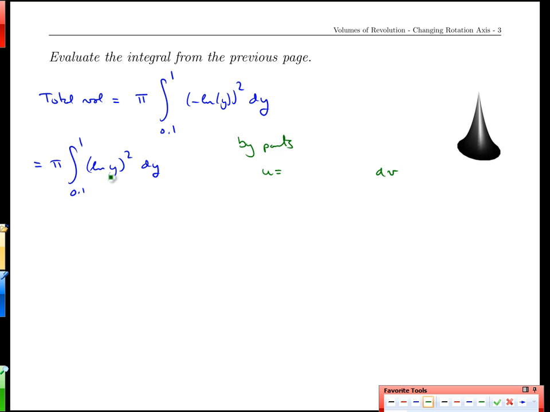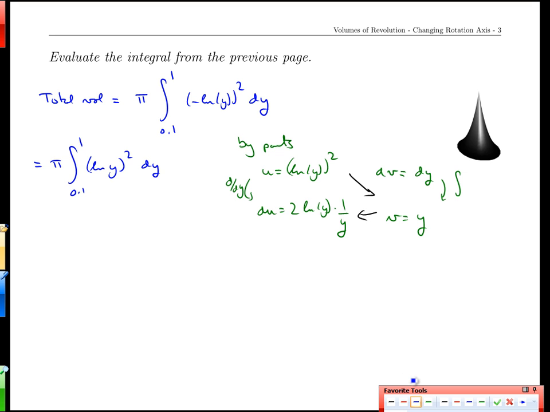We have the u and the dv we need to define. We know how to differentiate ln of y squared. So we'll put that as our u. The dv will be just the dy part left over. The steps are we take a y derivative, because that's our variable now, and we're going to get 2 ln of y times the derivative of the inside, which is 1 over y. When we integrate the dv, we're going to get just y.